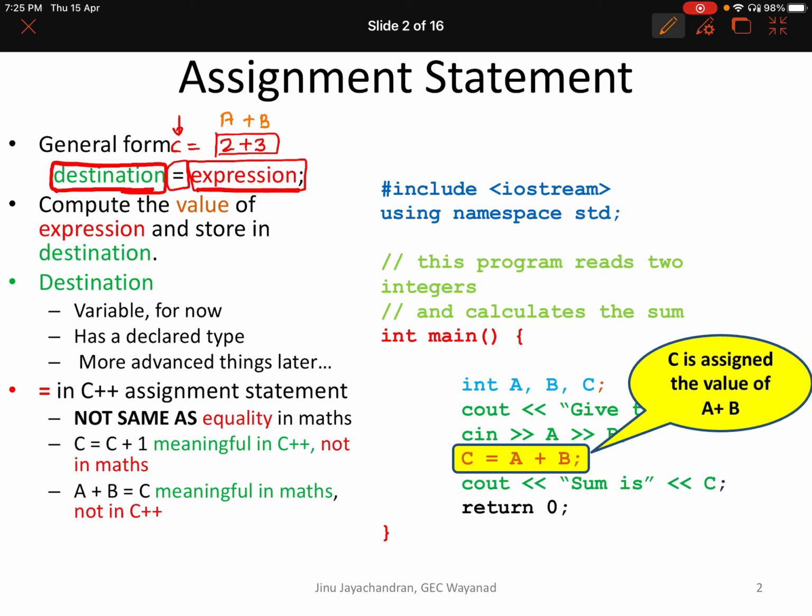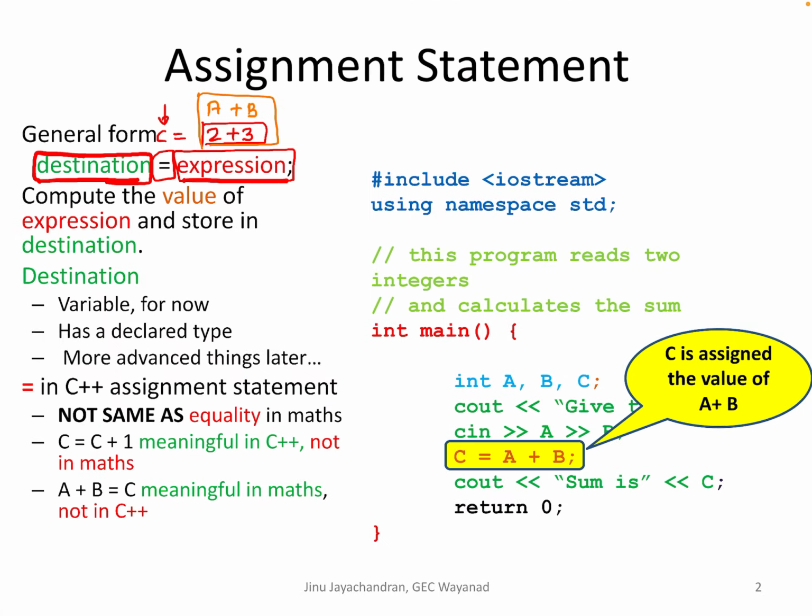So the right hand side, this part, is your expression. This will be evaluated and the value will be assigned to the left hand side, which is the destination. So basically, you compute the value of the expression and store it in the destination. That's what an assignment statement means.